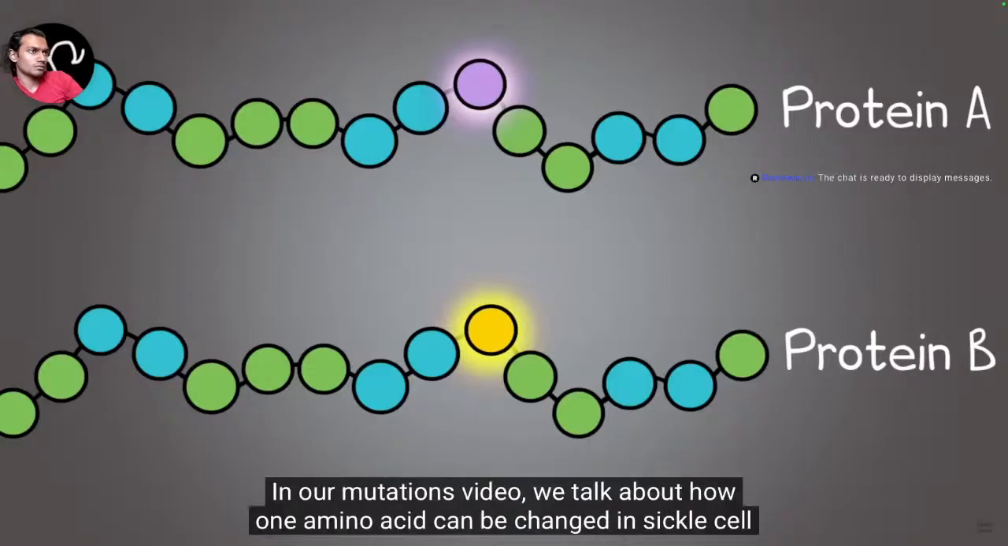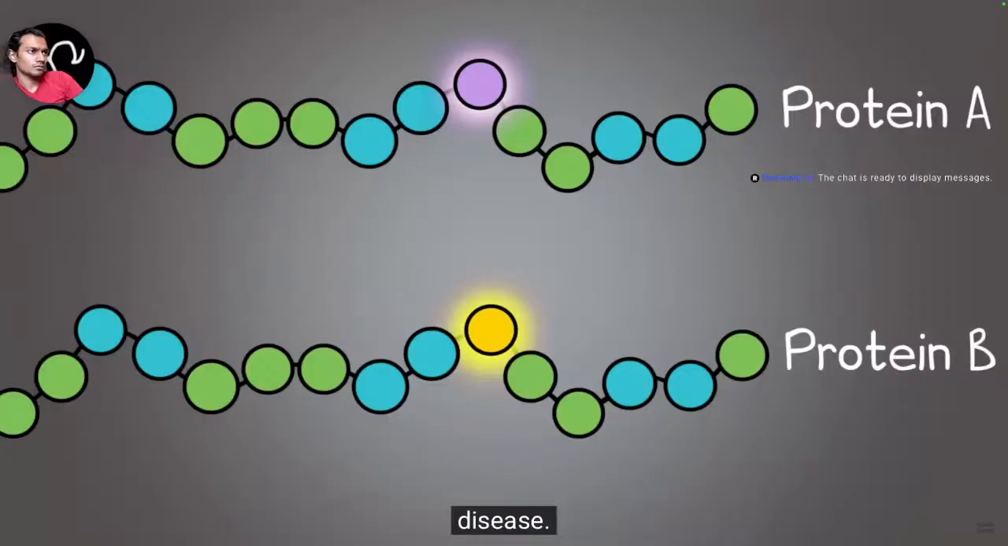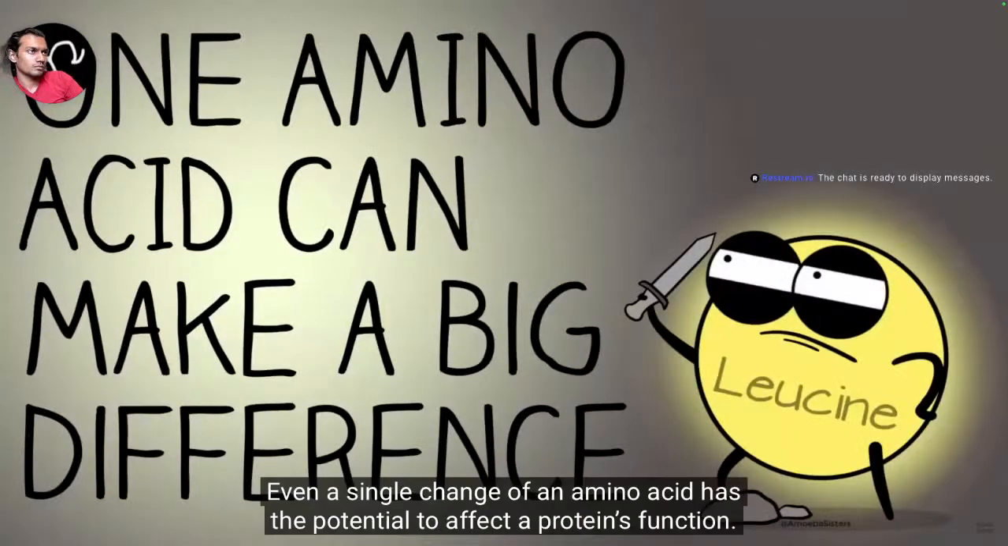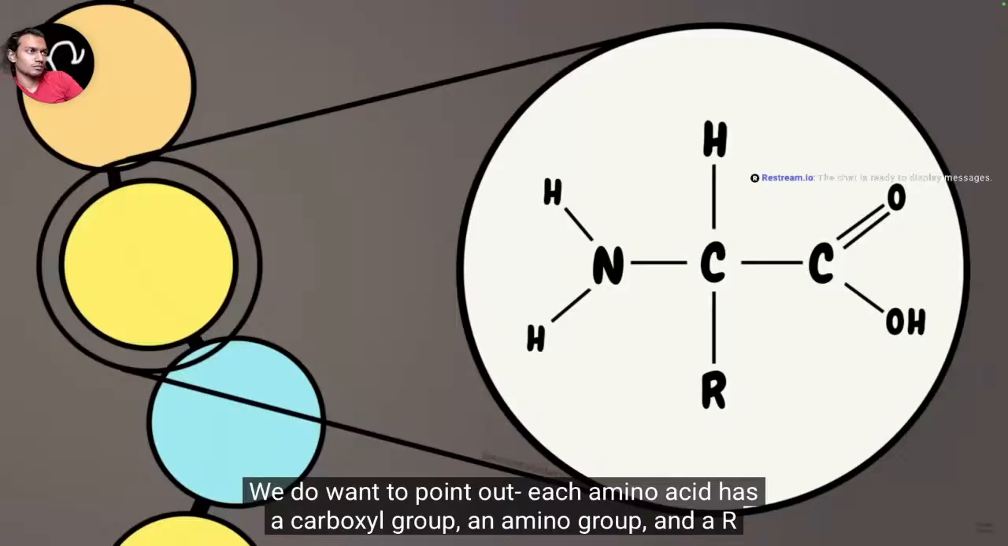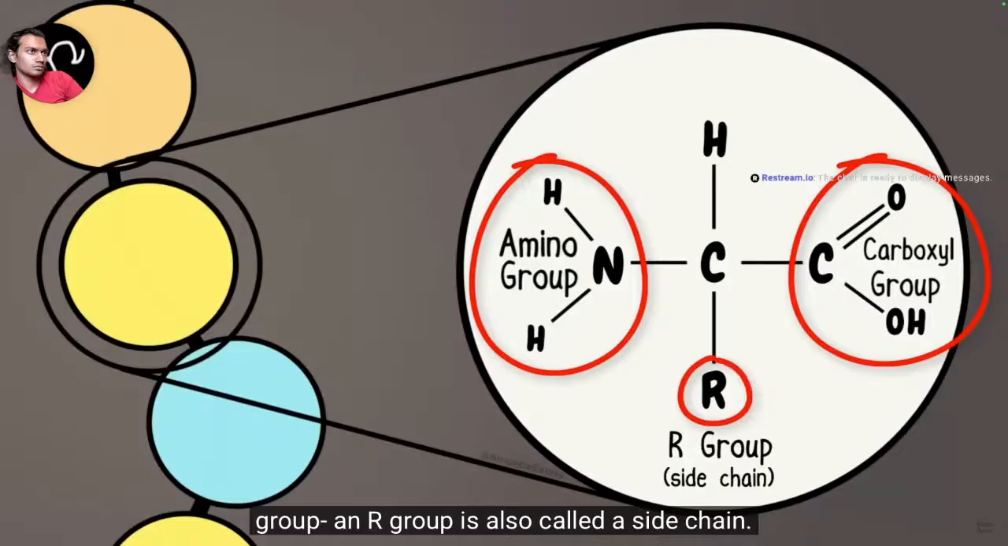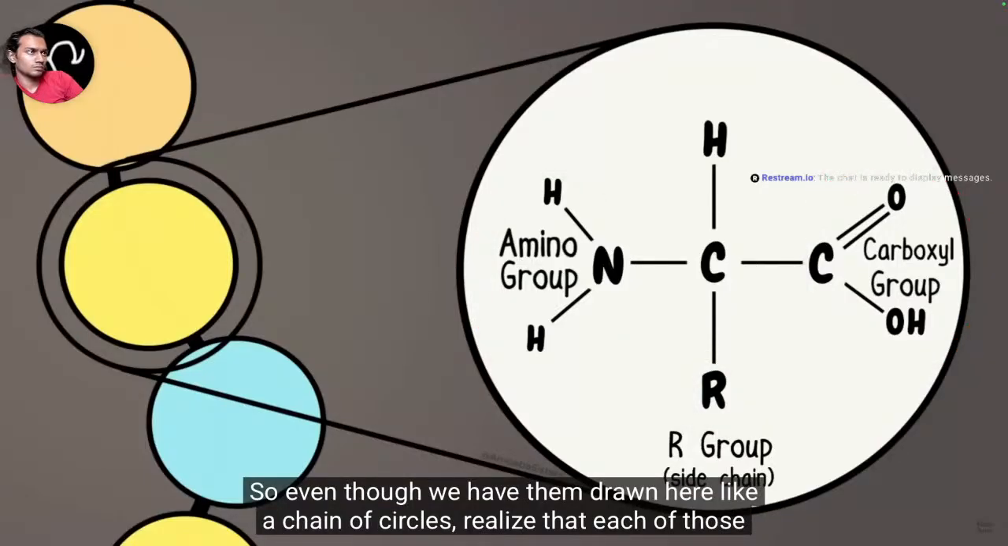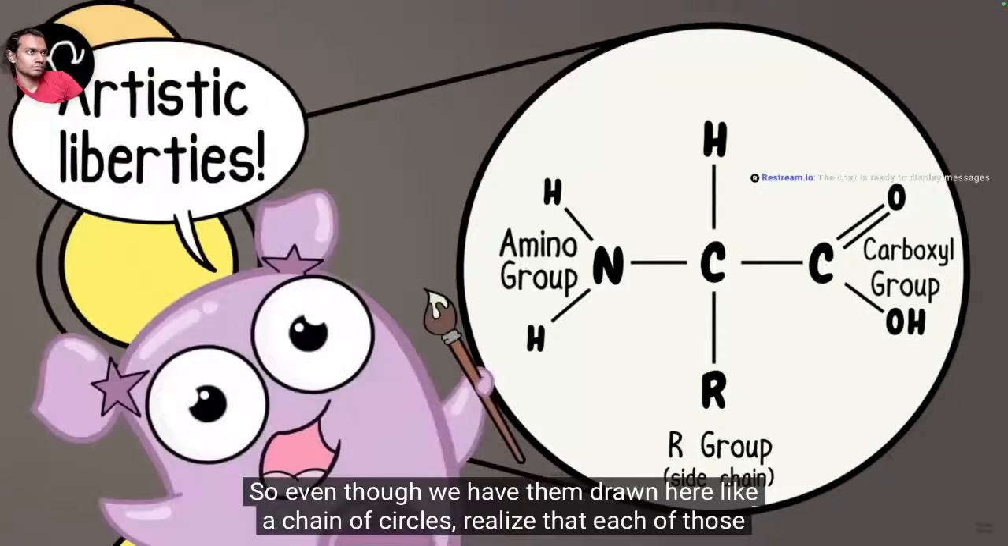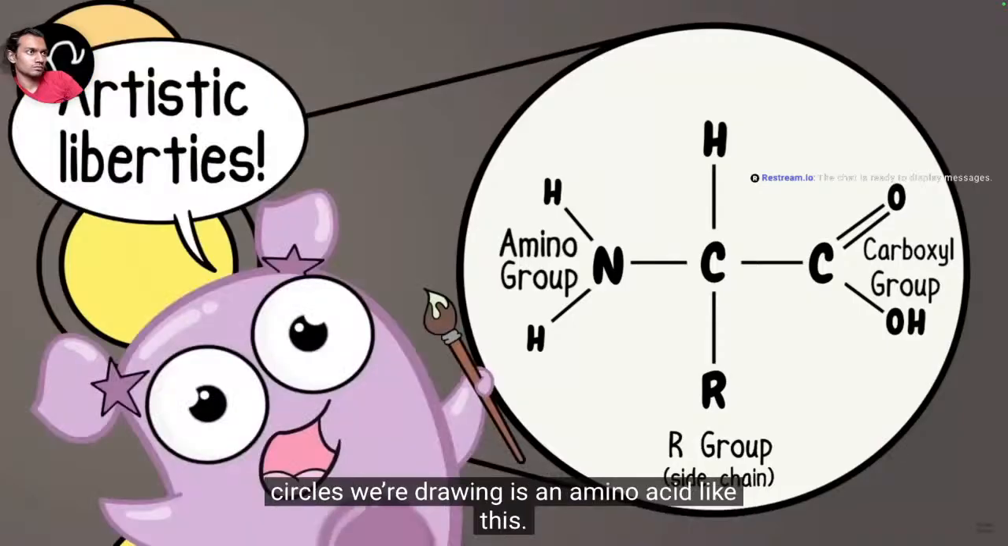In our mutations video, we talk about how changing even one amino acid, as in sickle cell disease, has the potential to affect a protein. Each amino acid has a carboxyl group, an amino group, and an R group. An R group is also called a side chain. So even though we have them drawn here like a chain of circles, realize that each of these circles we're drawing is an amino acid like this.